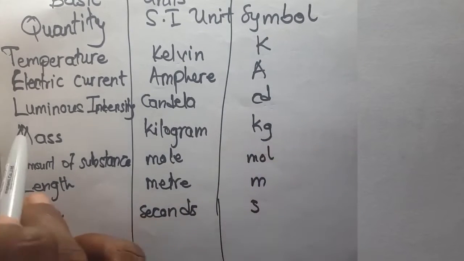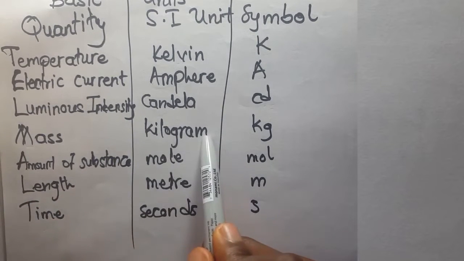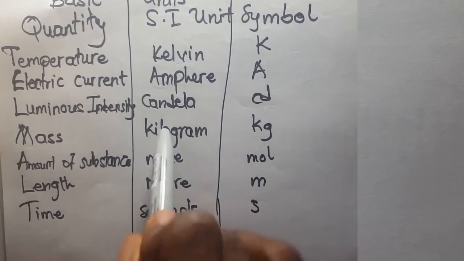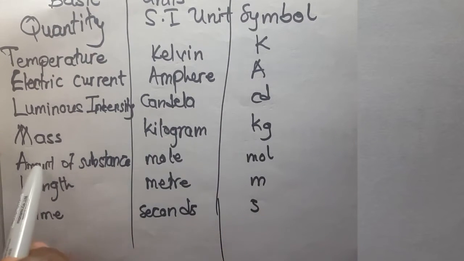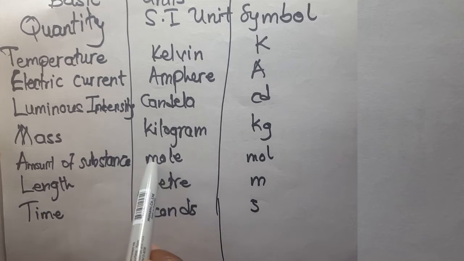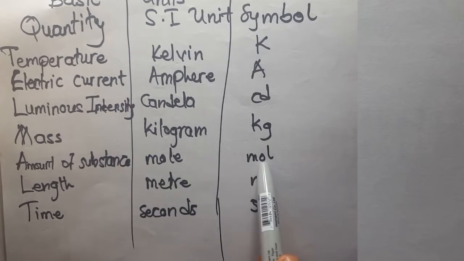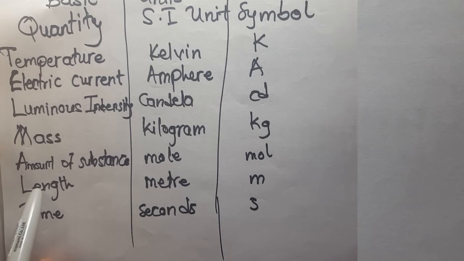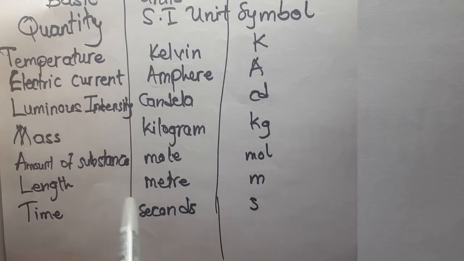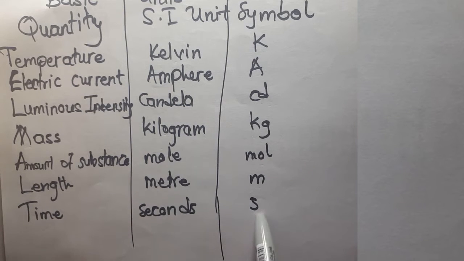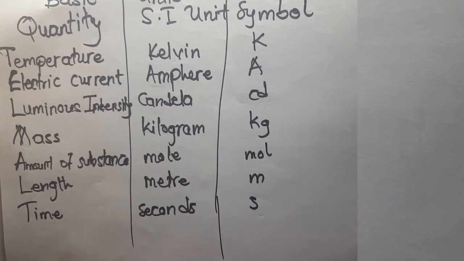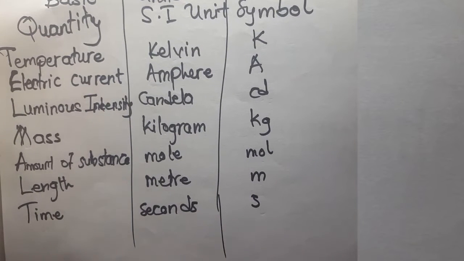The next one is mass, kilogram. There is gram as well, but the SI unit is kilogram, and the symbol is small k, small g. And amount of substance: the SI unit is mole, and the symbol is mol. Then length, meter, and the symbol is small m. Then time, seconds, and the symbol is small s. So these are the basic units. These are the units you can't do without. You need these basic units in order to get derived units.